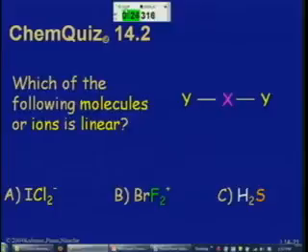So I'll give you a hint. ICl2 minus has an expanded octet. You know that now, okay? ICl2 minus has an expanded octet. Quite a few lone pairs. Which of the following is linear?